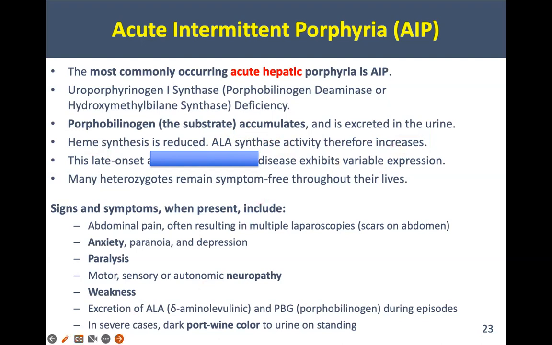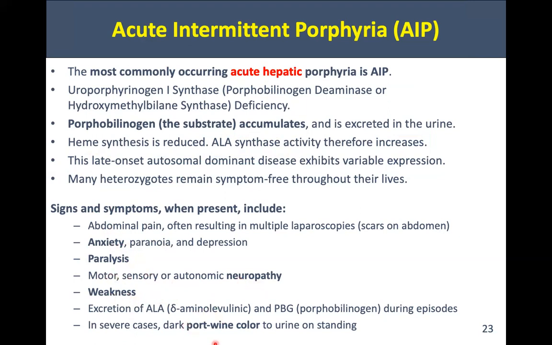What is the pattern of inheritance for acute intermittent porphyria? Autosomal dominant, okay? And we already talked about the symptoms. It's neurological symptoms and also abdominal pain. So anxiety, paralysis, anything to do with the nervous system, neuropathy, motor problems, sensory problems, weakness.